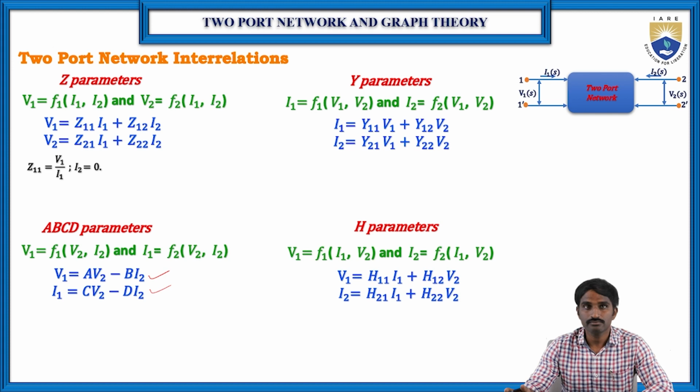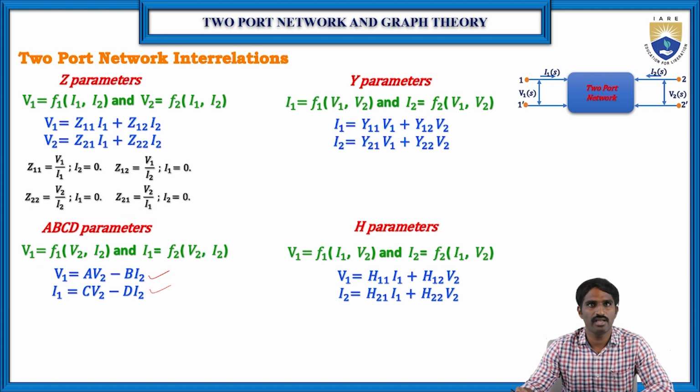Then, of course, we know how to find Z11, Z12, Z21 and Z22. The Z parameters are also called impedance parameters, and also open circuit parameters. So if you want to find Z11 and Z21, we have to make the second port terminals, or the output terminals, open circuit. That's why I2 is equal to 0. By making I2 equal to 0, we can find two Z parameters: one is Z11, another one is Z21.